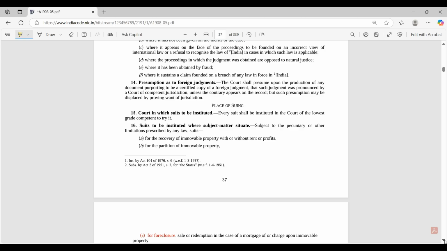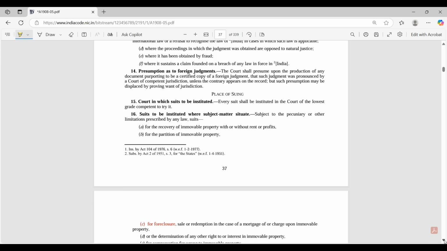Presumption as to foreign judgments, again, you can just have a small reading and that would suffice.